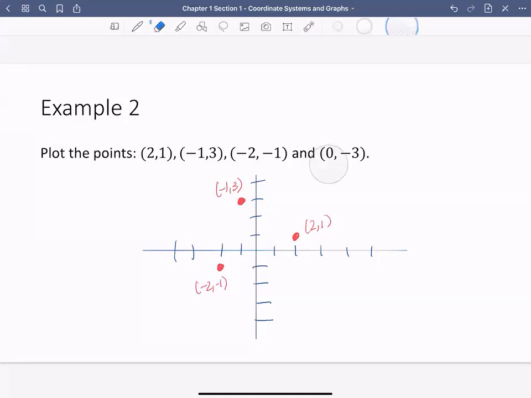And the last point here is 0, -3. Well, 0, there's no x value here, so I don't have to move left or right. I just stay at the origin, and then I move down 3. 1, 2, 3. And we actually call this a y-intercept because it intersects the y-axis. All right, so that's how you would plot some points.